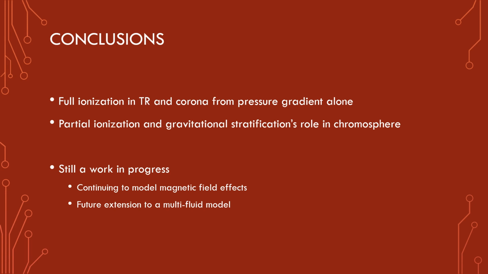The conclusions here just reinforce the idea that gravitational stratification and partial ionization have a large role in the chromosphere's formation and structuring, as well as the transition region and corona to some extent. But this is still a work in progress.